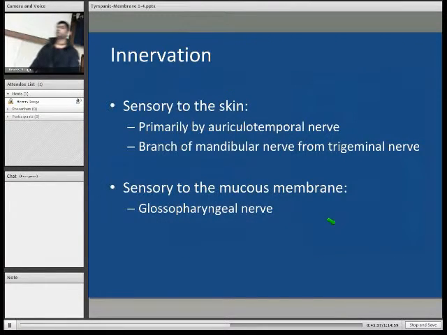Okay. So I'm just going to talk a bit about the innervation now. The skin is primarily innervated by the auriculotemporal nerve, which is a branch of the mandibular nerve, which is a branch of the trigeminal nerve. As well as this, there's also some innervation from the facial nerve and the vagus nerve, so cranial nerves 5, 7, and 10. The sensory supply to the mucous membrane is solely done by the glossopharyngeal nerve.